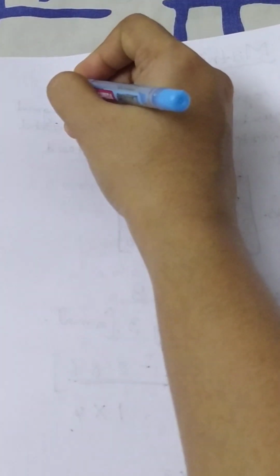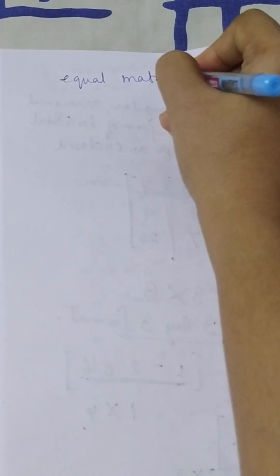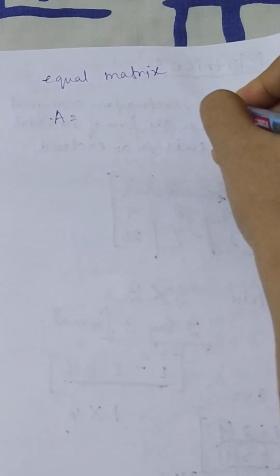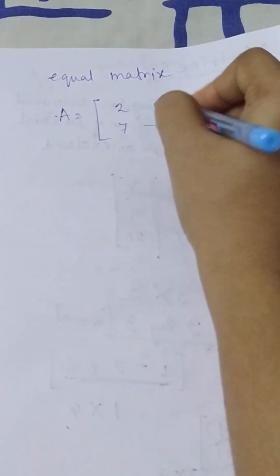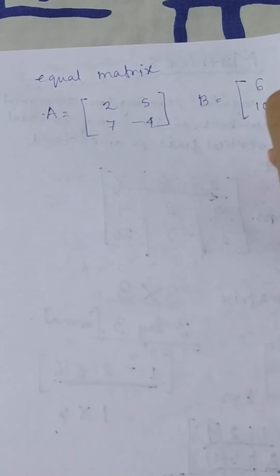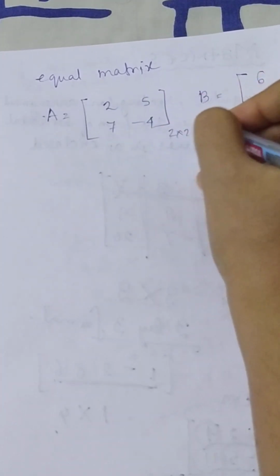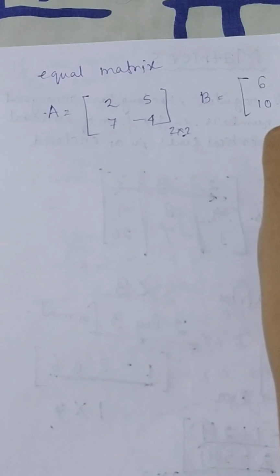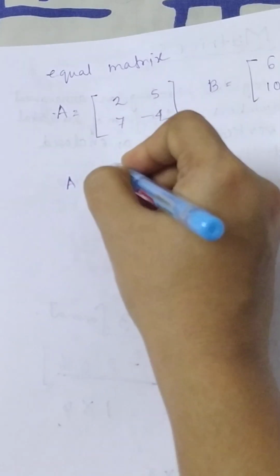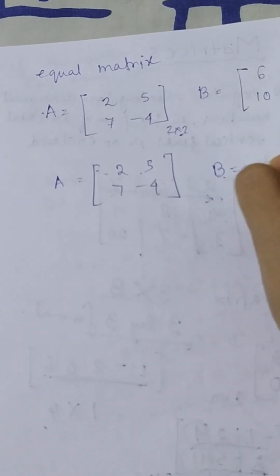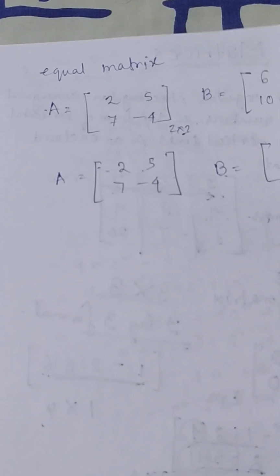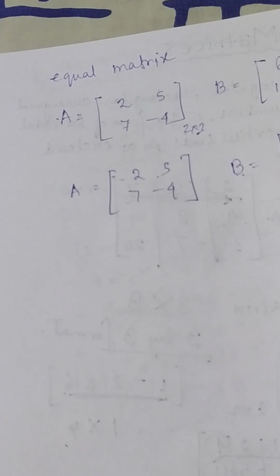The next term is equal matrix. Suppose two matrices, one is A, another is B. I am writing those formats. Suppose it is 2, 5, 7, minus 4 and it is 6, 9, 10, minus 12. You can see that both are in a form of 2 by 2. So, I can call them equal format or equal matrix. Or if it is 2, 5, 7, minus 4 and it is also 2, 5, 7, minus 4, then also we call it equal matrix.